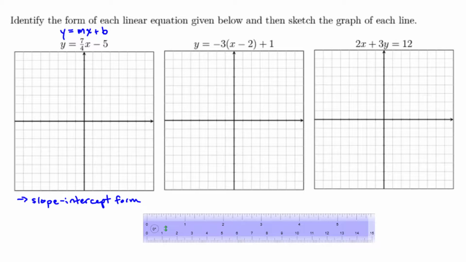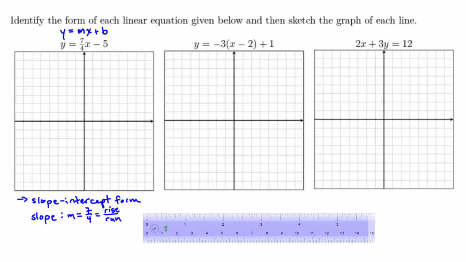So the slope is going to be that coefficient on x, which is 7/4. So we have that m equals 7/4. And we'll remember that that's rise over run, which we'll use when we graph this line.